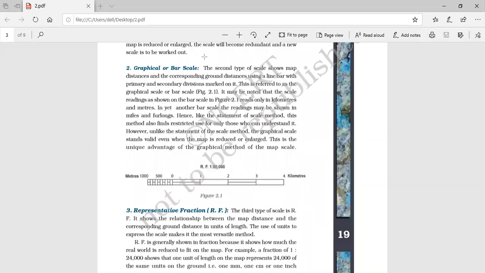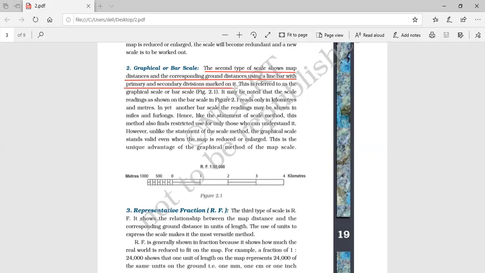Good morning, children. Today we are going to learn what is graphical scale or bar scale and how to make this. Okay, let's check it out here. So graphical scale is the second type of scale which shows map distances and the corresponding ground distances using a line bar with primary and secondary divisions marked on it.